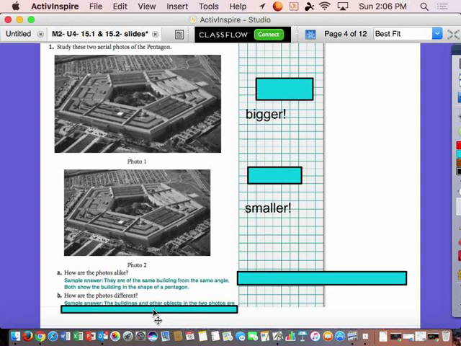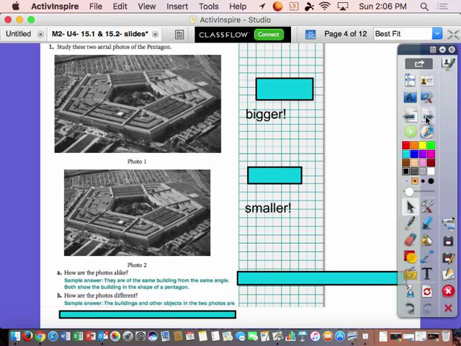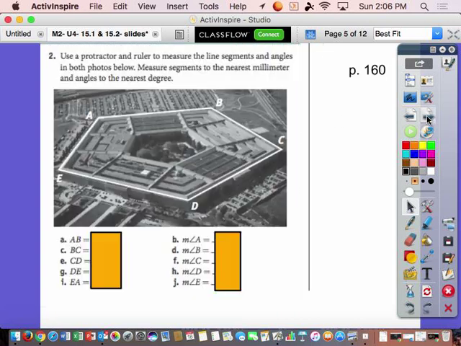And how are they different? Well, one of them's smaller, right? Same picture. Everything's the same. One's bigger, one's smaller. That's what similar figures means.